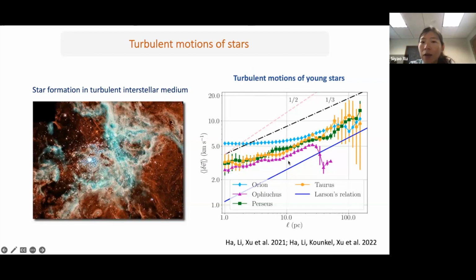You can see that the star motions in young stars also follow quite nicely a power law relationship. So this also shows that stars form in a turbulent environment. Naturally, they inherit these turbulent motions of the gas where they form from, and even after they form, this memory is still kept in their motions. So I think this is very direct evidence showing turbulence is quite important for star formation.